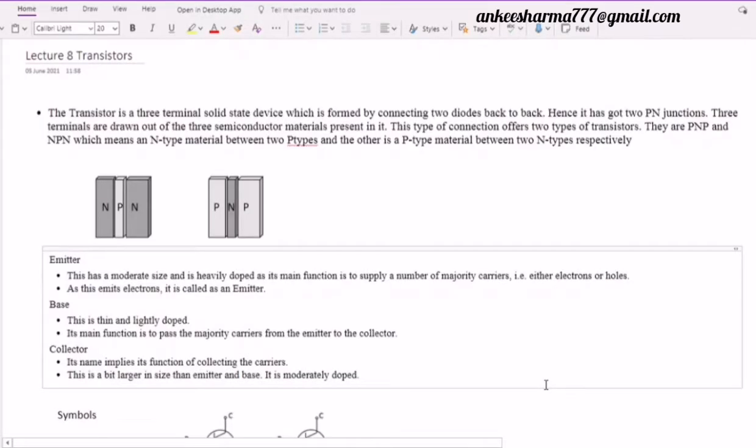So after having a good knowledge of the working of the diode, which is a single PN junction, we will now try to connect two PN junctions today, which makes a different type of component that is called a transistor. So we'll discuss transistors in today's class.